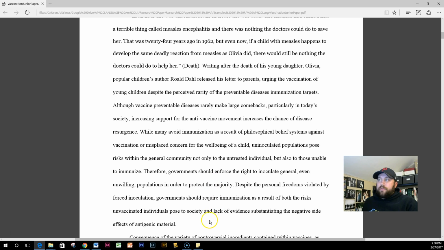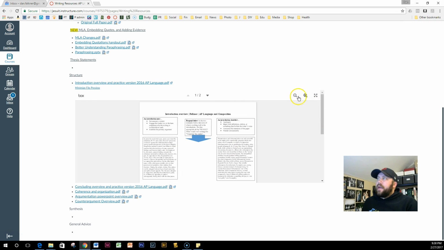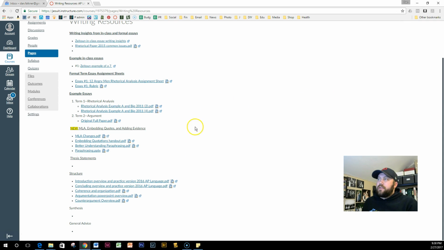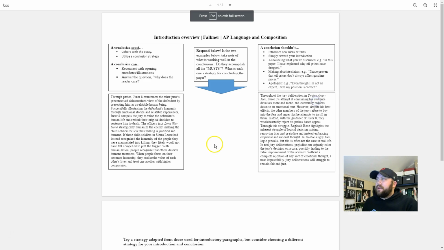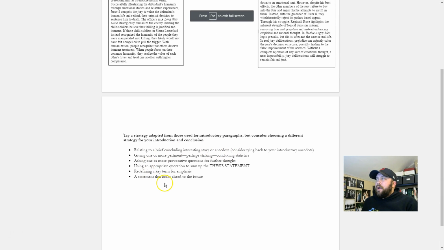You can pause your screen if you want to read through it again and certainly see that. But I'm going to move on now to conclusions. And again, if you go back to this page on our Canvas page and you look at this concluding overview and practice version 2016 AP language, if you show that preview here, I don't know about you, but I really miss that panda bear. All right.